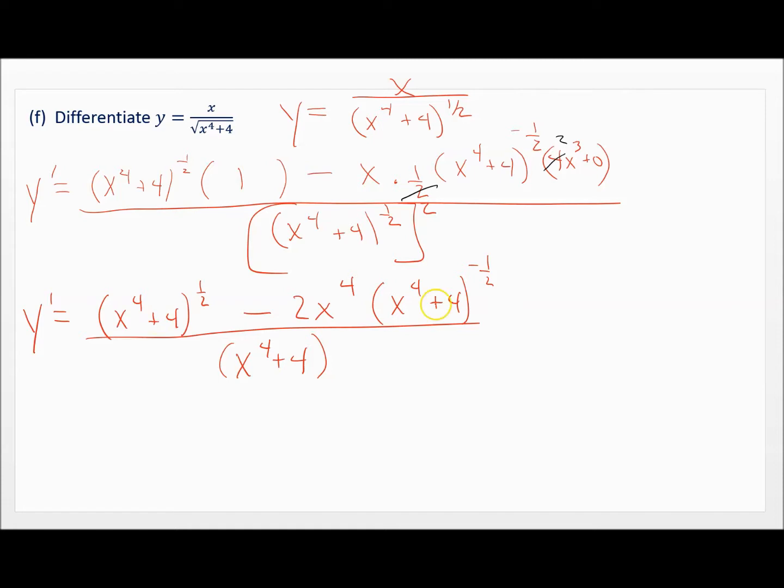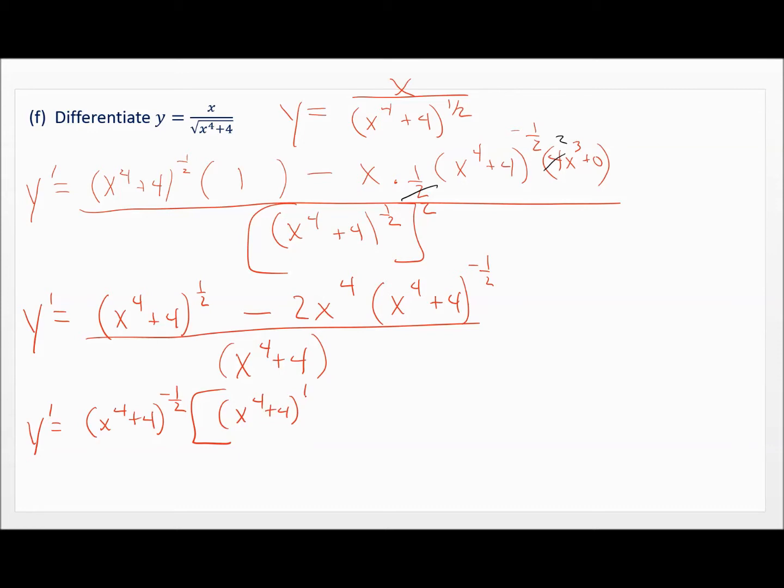Next, we get to practice that step that we did a few minutes ago, where notice they both have x to the 4th plus 4s. One's to the plus 1/2, one's to the minus 1/2. What do you do? You factor out the least of those. So I'm going to factor out x to the 4th plus 4 to the negative 1/2. That's going to leave me with, well, I'm not pulling that out. I'm pulling out a negative 1/2, right? That's a division step. So 1/2 minus a negative 1/2 is going to give me 1, right? That's going to give me x to the 4th plus 4 to the 1st power.